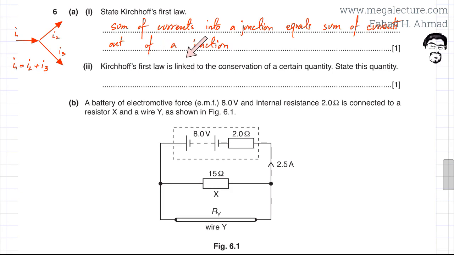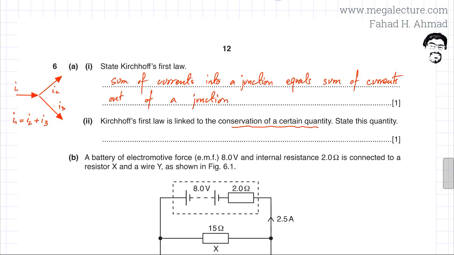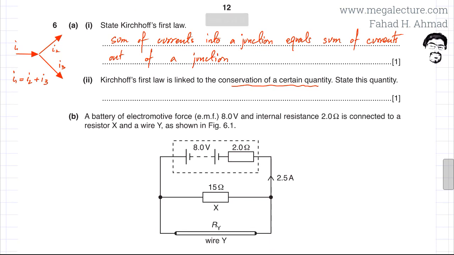The question states that Kirchhoff's first law is linked to the conservation of a certain quantity. State this quantity. When you talk about this certain quantity, it basically means charge. It's charge that needs to be conserved. So the amount of charge that's flowing into a node and the amount of charge that's leaving the node should be equal. So current going in and current coming out must be equal. Current is the rate of flow of charge, or the amount of charge that flows per second. So it's the conservation of charge that we are talking about when we talk about Kirchhoff's first law.